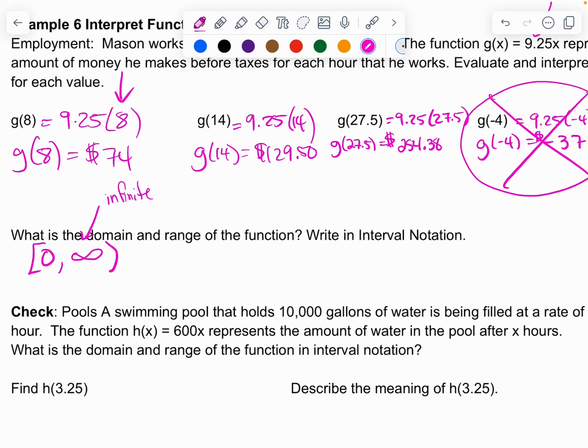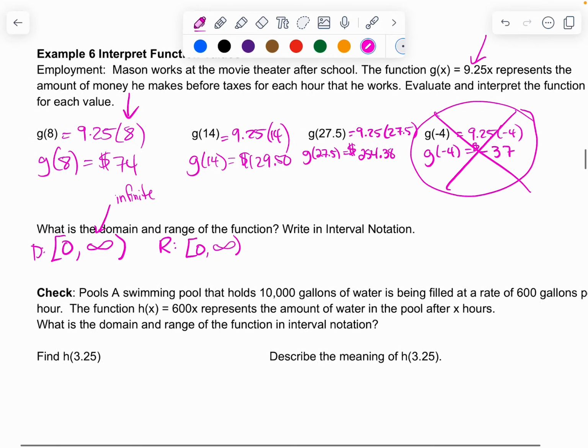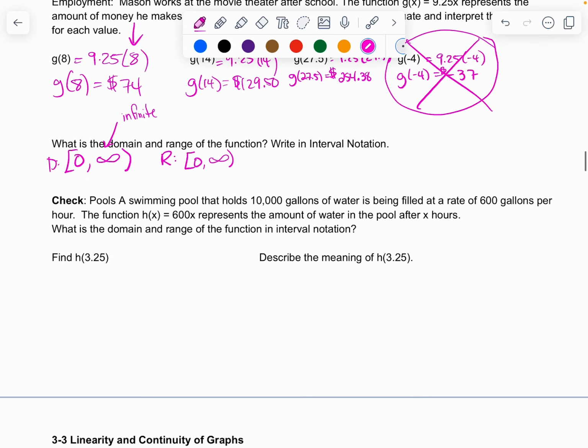Okay? Range. That's domain. Range. What's the lowest number of money you can make? 0. And it's also infinite, because if you worked an infinite amount of time, infinite times 9.25 is going to get you infinite. And infinite will always have a, what is it called? A parenthesis and not a bracket.